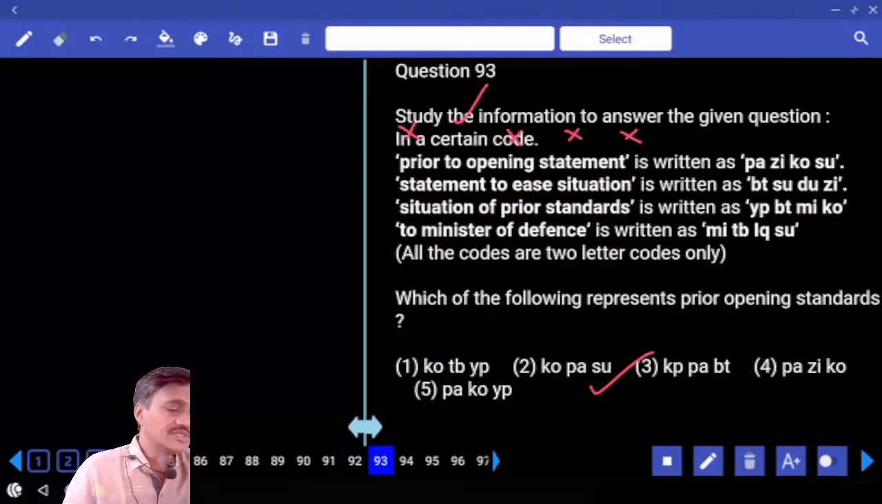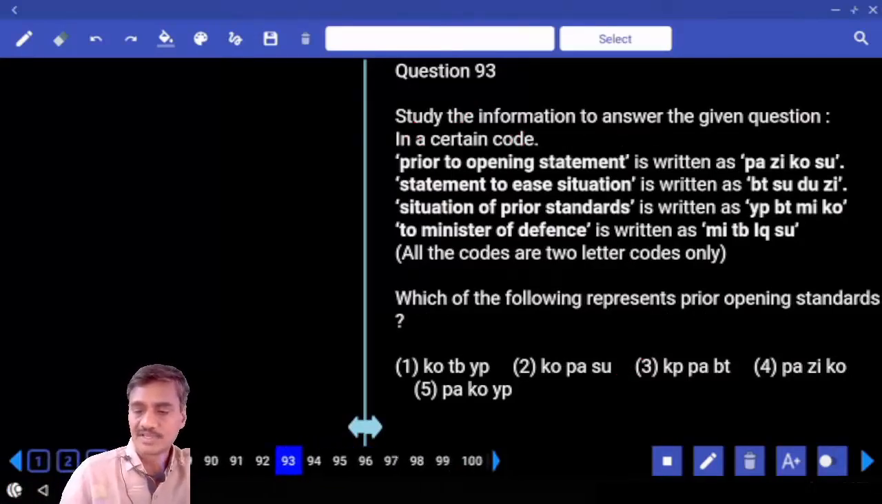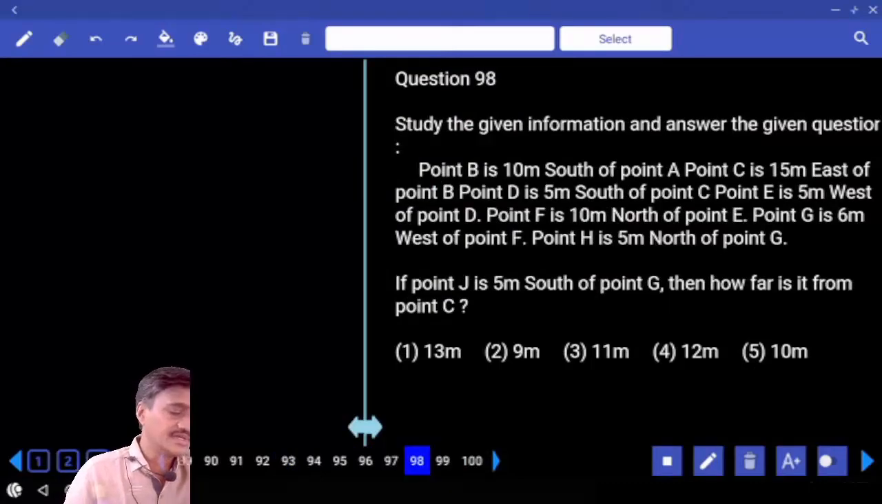Then 93 to 97, coding and decoding, have you done it or not? Any doubts in this one? 93 to 97. Then coming to 98, and 98 to 100, they are based on directions.